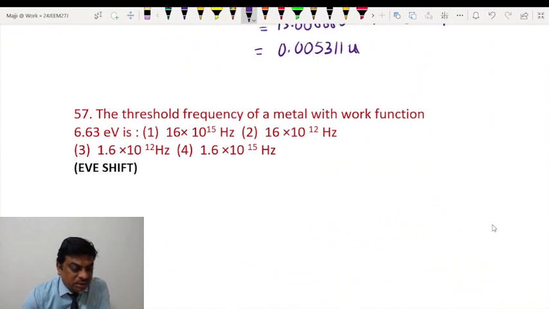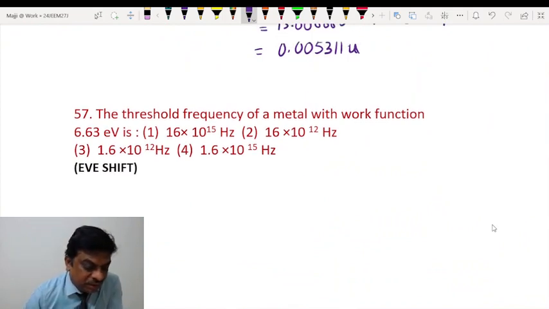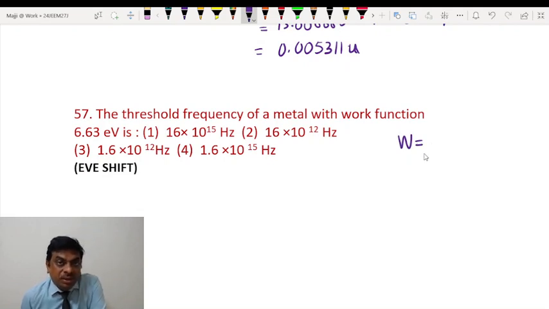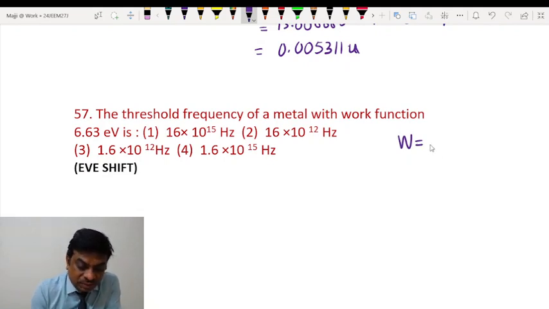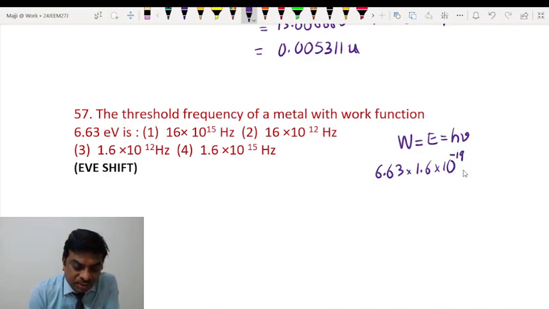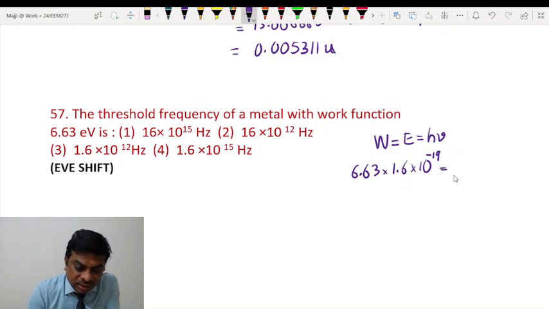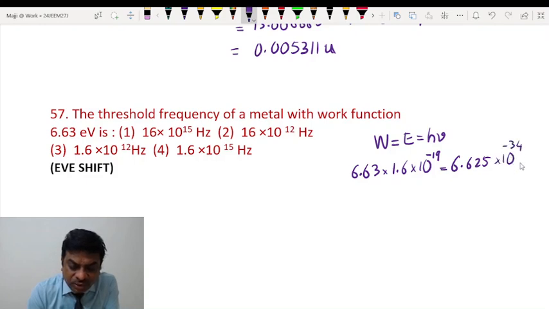Moving on to the next question, students. The threshold frequency of a metal with this work function is very simple. Now, work function is the minimum energy required to generate photoelectrons, and if that is the energy of a photon, then it will be h into nu. So this is 6.63 electron volts, to be converted into joules by multiplying by 1.6 into 10 power minus 19, and h is around 6.625 into 10 power minus 34 joule second.